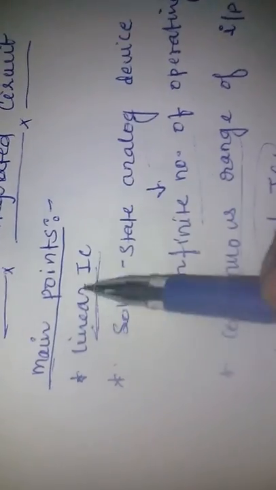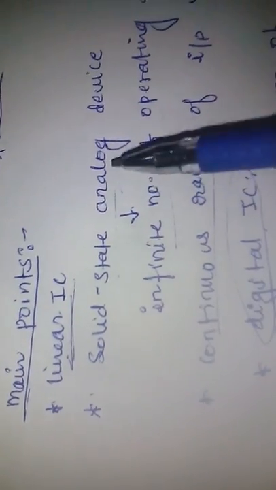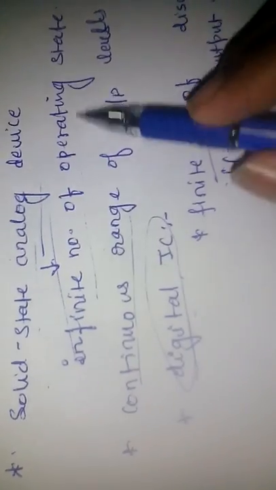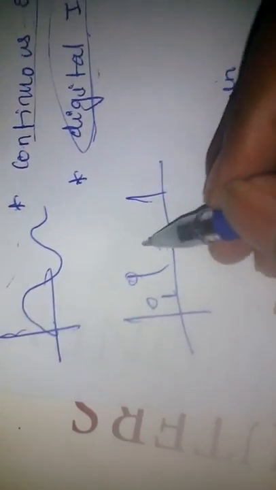So the main point we learned is that in a linear IC, which is solid state analog, it can give an infinite number of operating states. But a digital IC has a finite number of discrete input and output states, whereas here we have continuous operation. Continuous means the output will be like this, but if it becomes discrete, it will be like this, and then some difference will be there. It cannot be a good continuous output.